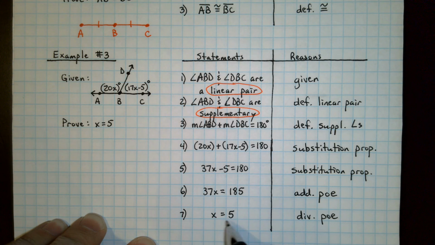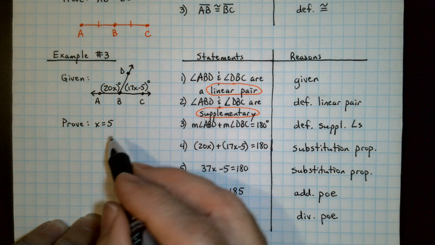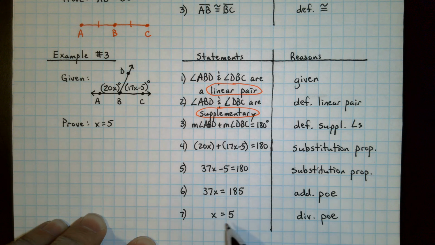Our last line or statement matches the prove statement. So therefore we've finished it. All of our steps are acceptable. We took 7 steps here as opposed to 3 on the other ones. And that's just the way proofs are. Sometimes they're going to be longer than other ones.